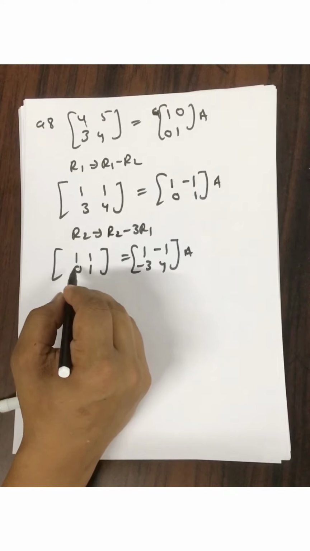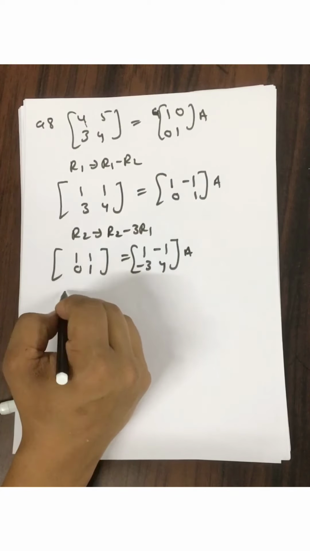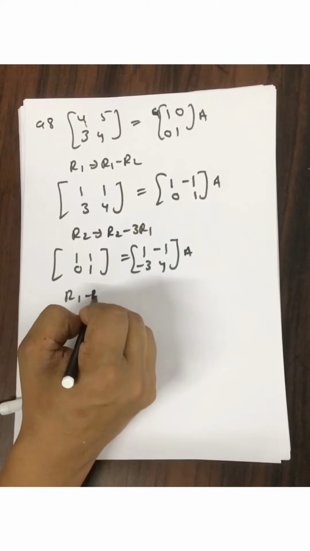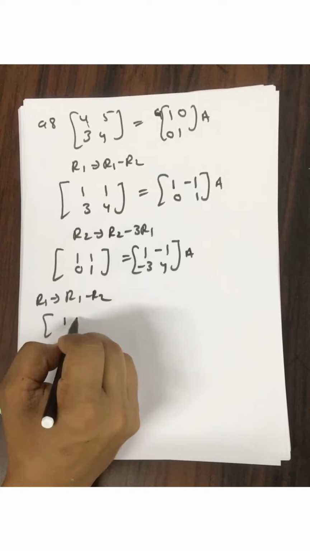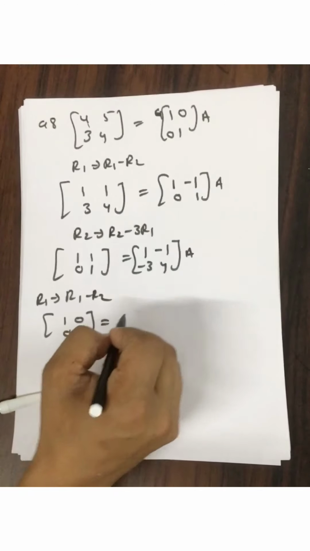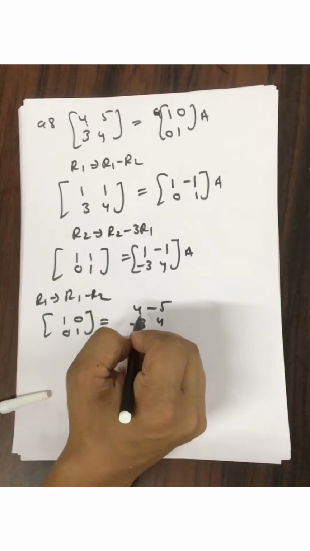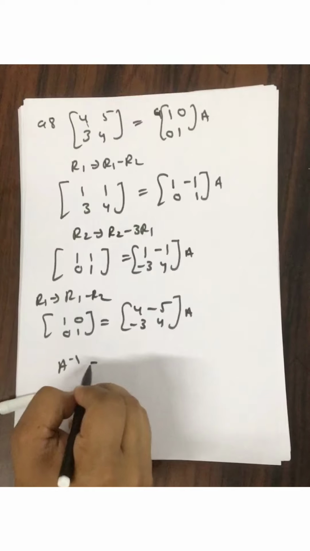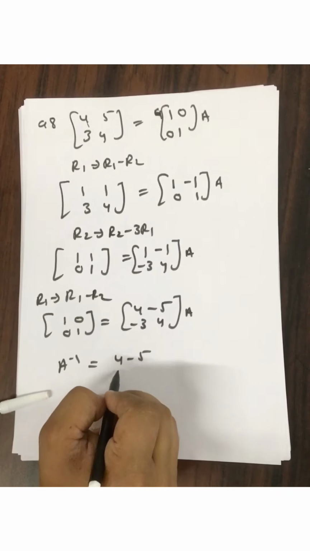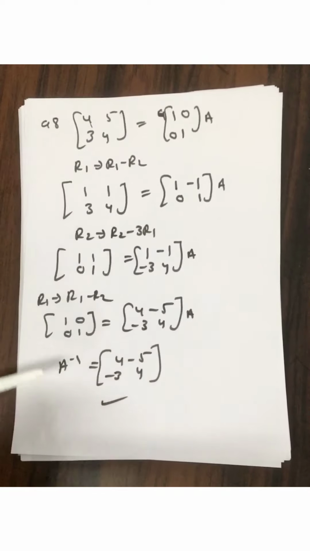Okay, next we have to get rid of this 1. So R1 minus R2 in R1. So this will come 1, 0, 0, 1 equals 4 minus 5, this will be minus 3, and this will remain like this. Got it? Simple. What is A inverse? A inverse equals 4, minus 5, minus 3 and 4. Simple. Got it?